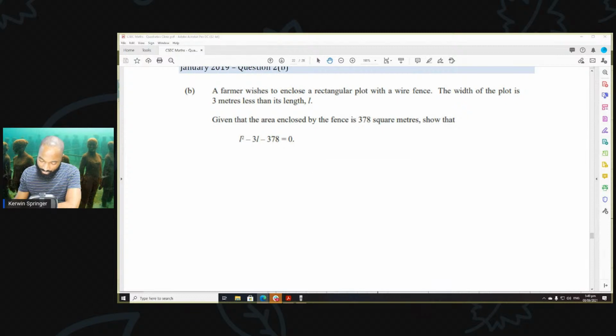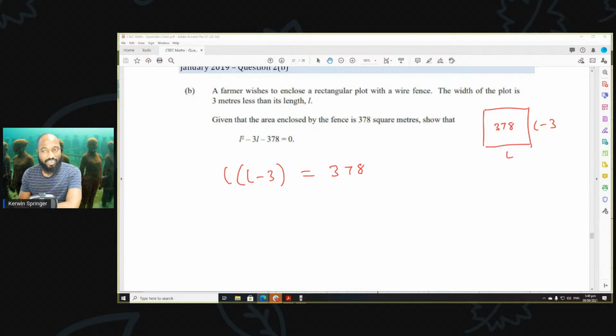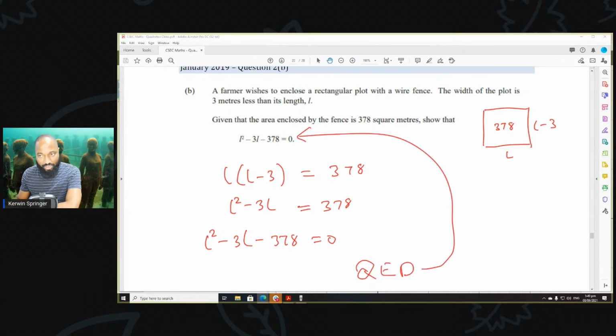So you have a fence. The area to be enclosed is 378. The width of the plot is 3 meters less than its length. So the width is L minus 3, and the length is just L. So what's the area? L by L minus 3 must be equal to 378. Making sense? So now we have L squared minus 3L is equal to 378. Bring across the 378: L squared minus 3L minus 378 is equal to 0. QED just means it is proven. What needed to be proven has been proven. So there we go.